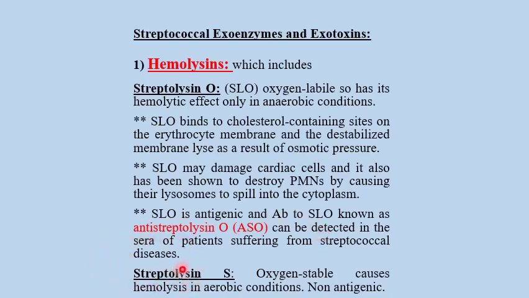Streptolysin S. This S stands for being stable to oxygen. بعكس الstreptolysin O, they cause hemolysis in aerobic conditions. But this kind of enzyme is non-antigenic. يعني معناها the body can't form antibodies against this streptolysin.